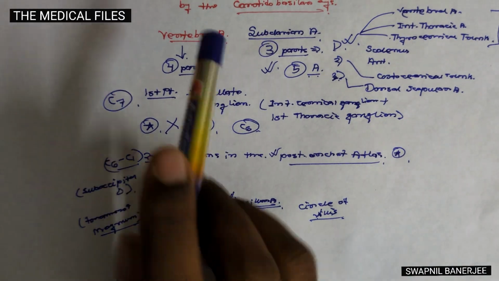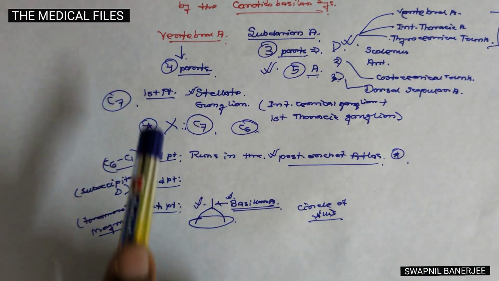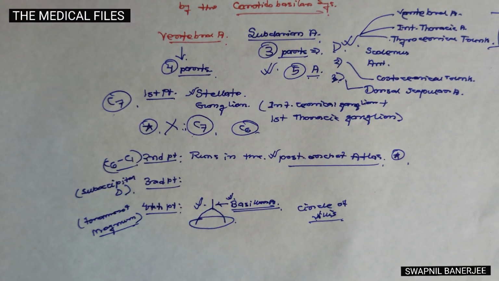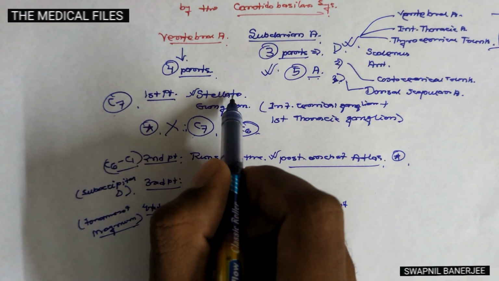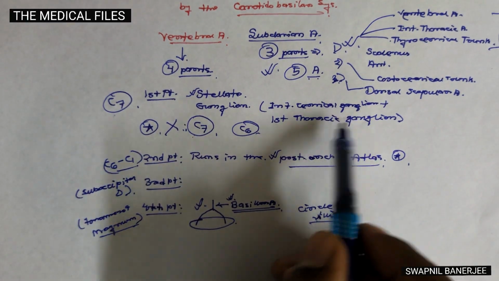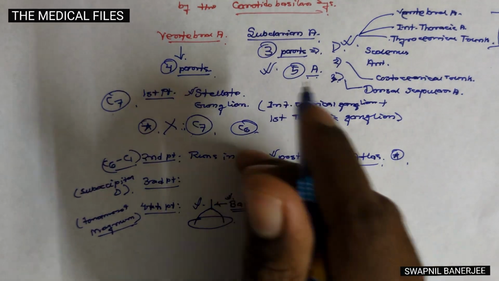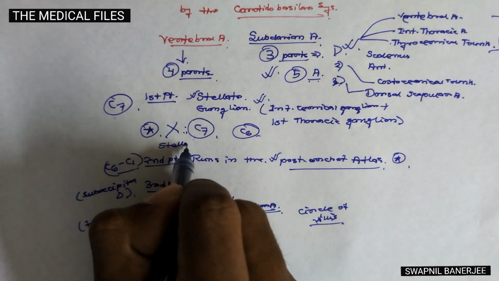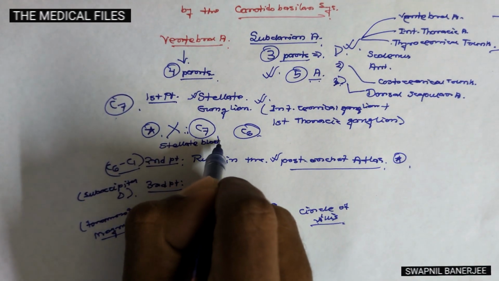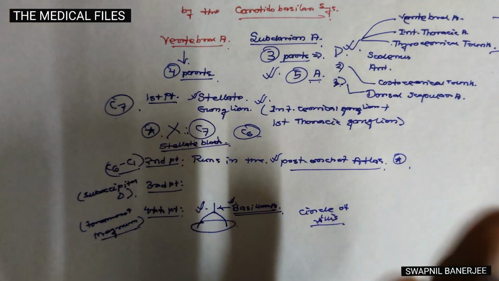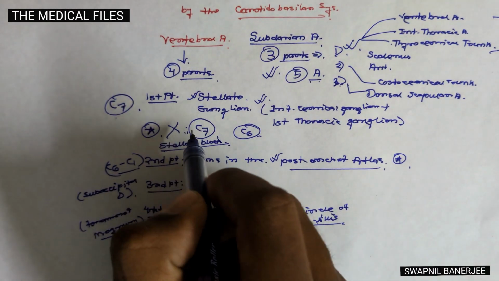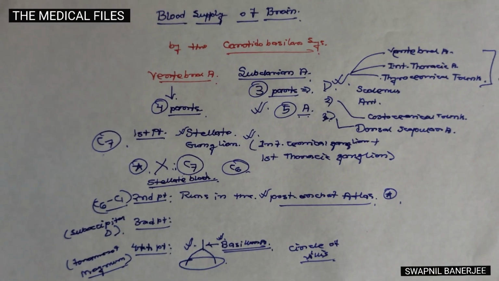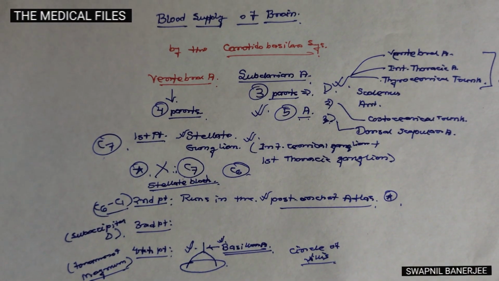So here are the four parts of the vertebral artery: first part, second part, third part, fourth part. If we summarize, the first part is at the landmark of C7. What is the relation with it? The stellate ganglion. What is the stellate ganglion? The inferior cervical ganglion and the first thoracic ganglion. Just take a pen and paper and note it properly. You can take a screenshot, but I don't think you will understand anything from here, so better you make your own notes.